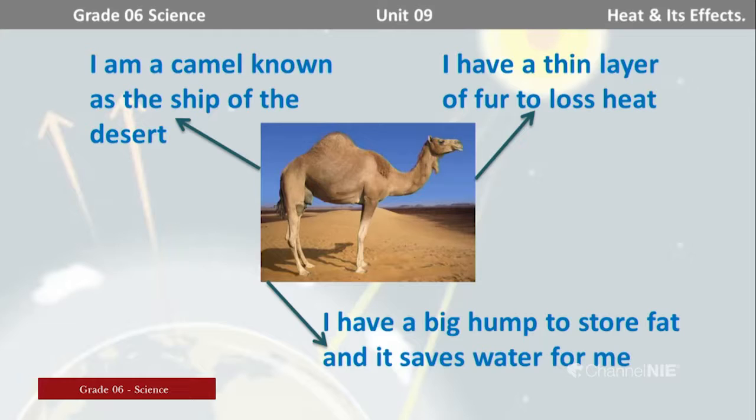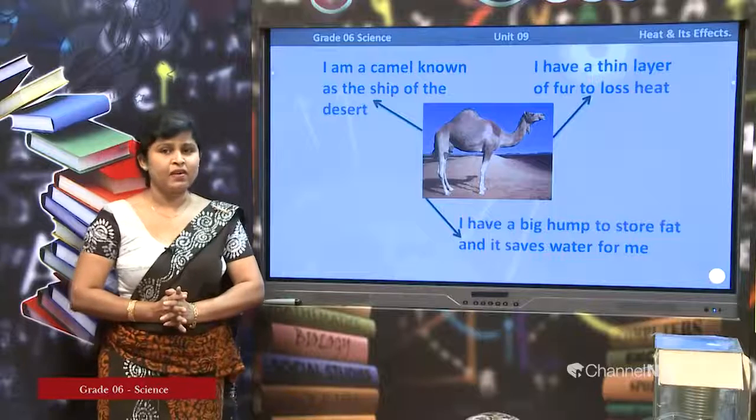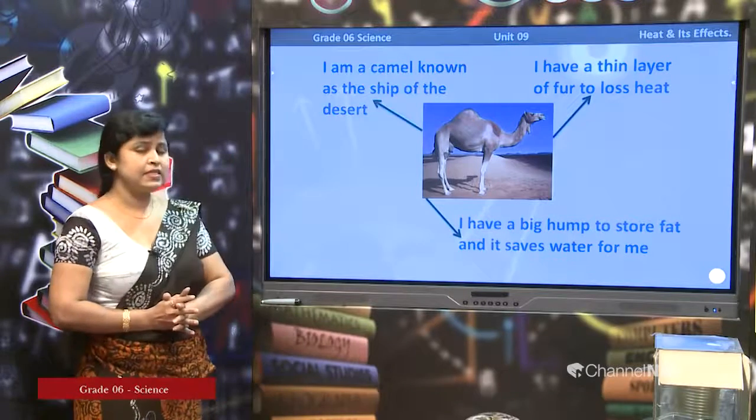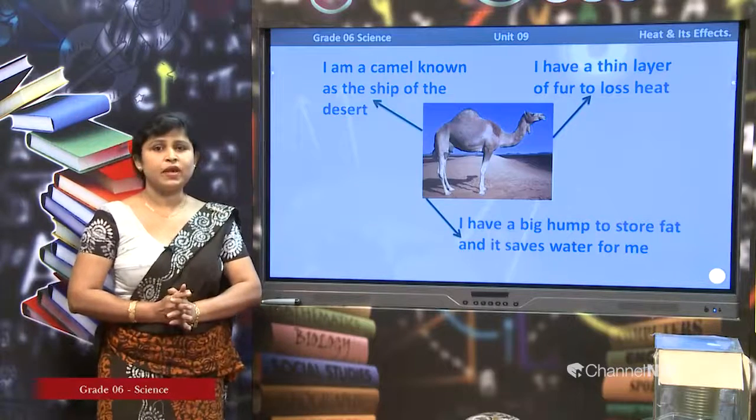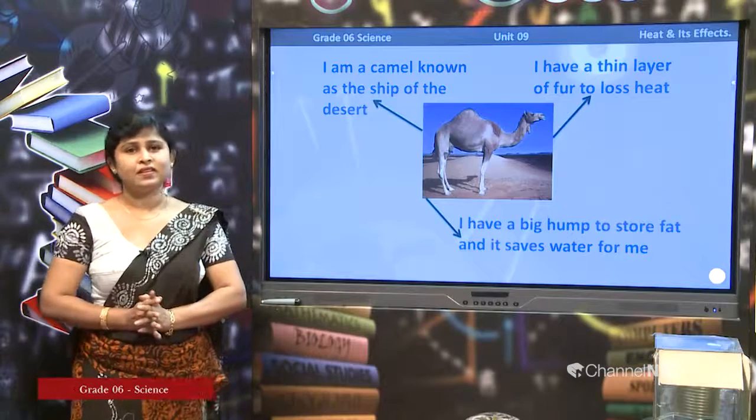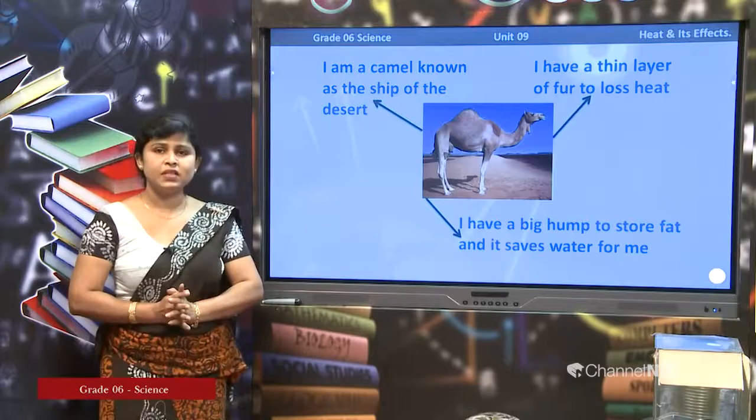I have a big hump. What do you mean by hump? A hump is a lump of fat that is located on the back of the camel. I have a big hump to store fat and it saves water for me. I am traveling long distances across the deserts, so I need to save my water. So, my hump helps me to save water.